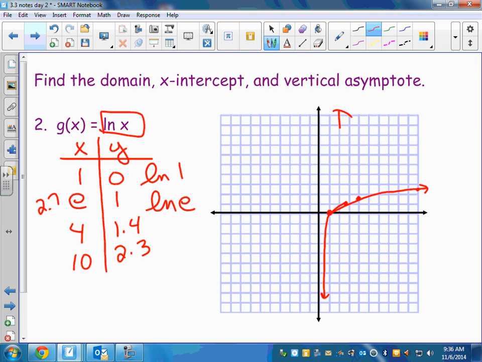The domain of this: what am I not allowed to take the log of? 0 or a negative. And look at this graph. It never touches 0 or is negative. So my domain is everything bigger than 0. So all whole numbers, use 0 to infinity. Or you could say x is greater than 0, not including 0.